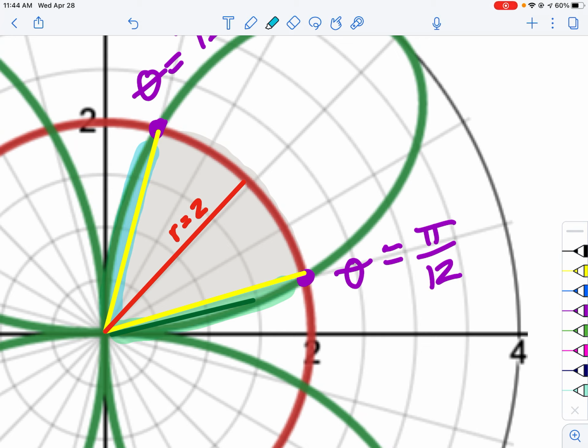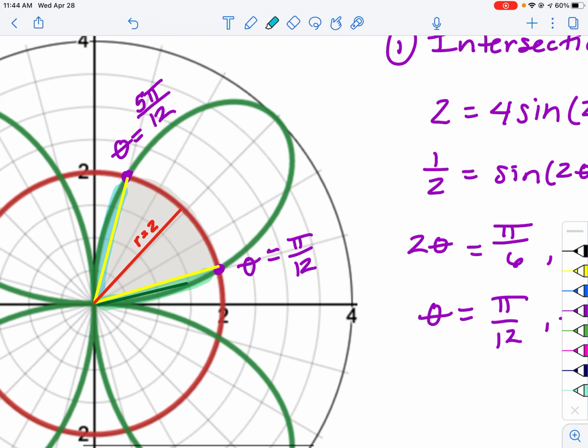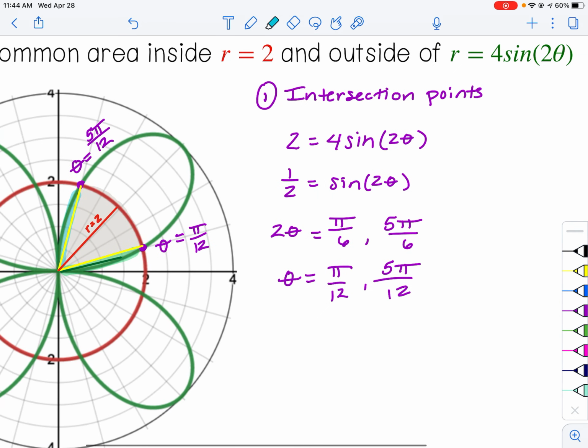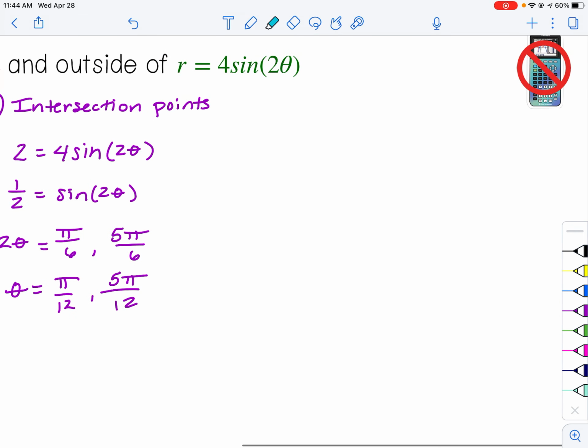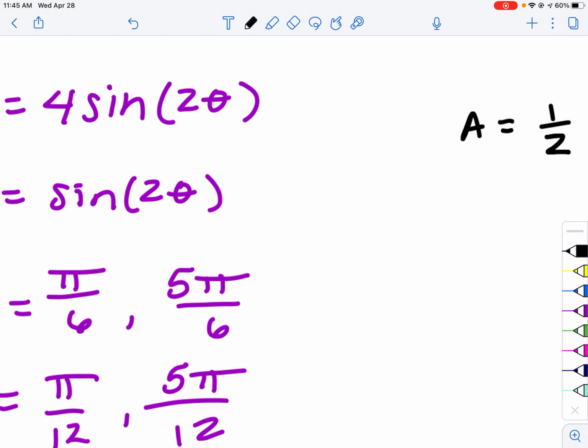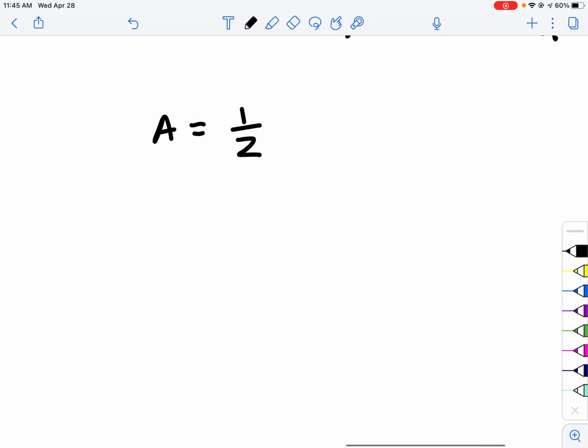Now those two little slivers outside of the yellow lines in our shaded area, they're the same, so we can actually just find the area of one of them and double it. So that's what I'm going to do, right? We want to do fewer integrals than we have to, especially because we are doing this by hand. So my area of one overlap in the first quadrant is going to be A equals 1/2.